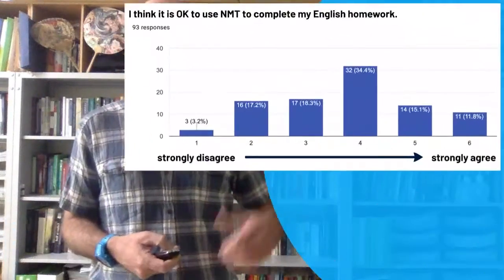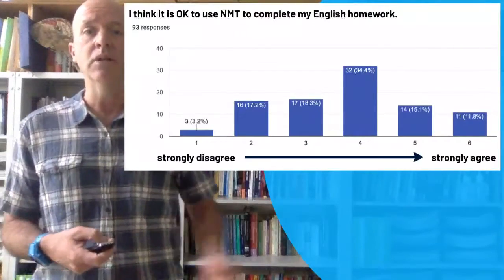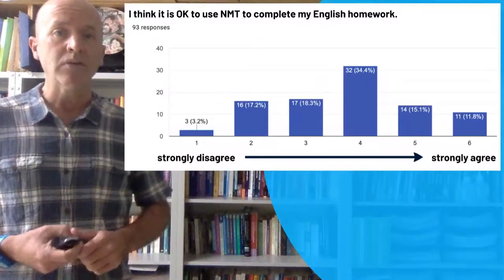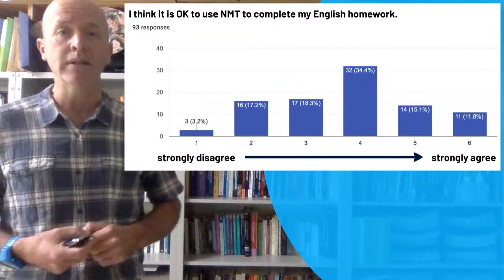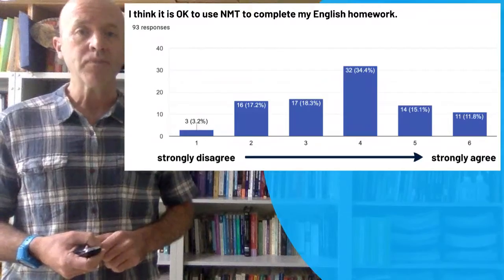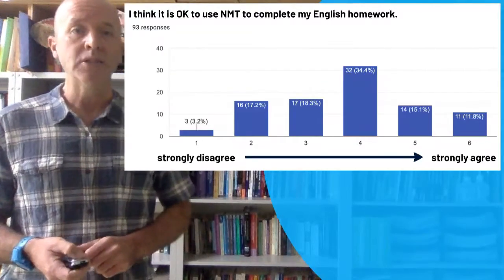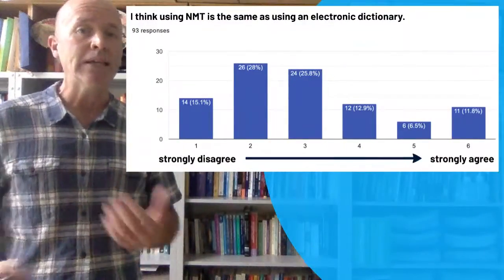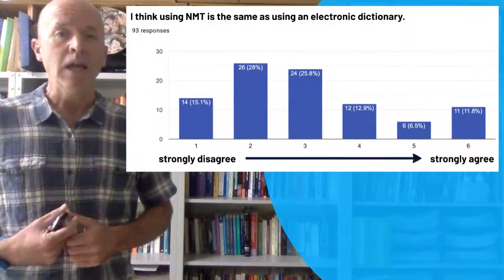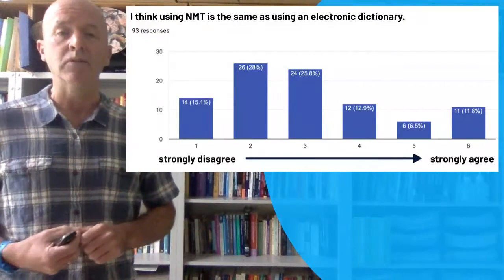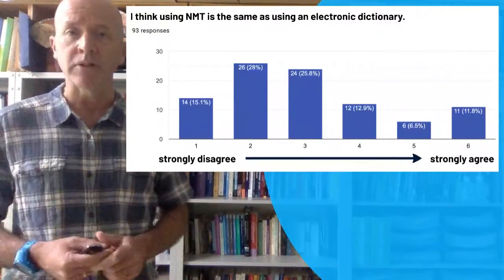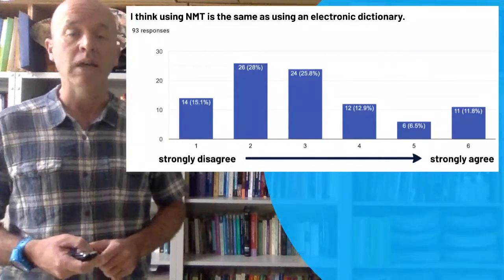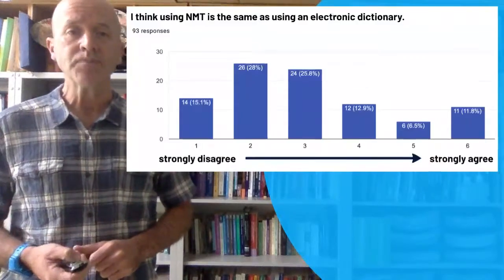The first one is simply, do you think it's okay to use neural machine translation to complete your assignments? And most, as you can see here in the graph, would agree that it's completely okay to use it to complete their assignments. The second question was, is it the same thing as using an electronic dictionary? And as you can see, most would disagree with this, that there's some inherent difference between these two technologies, a dictionary and an online translator.